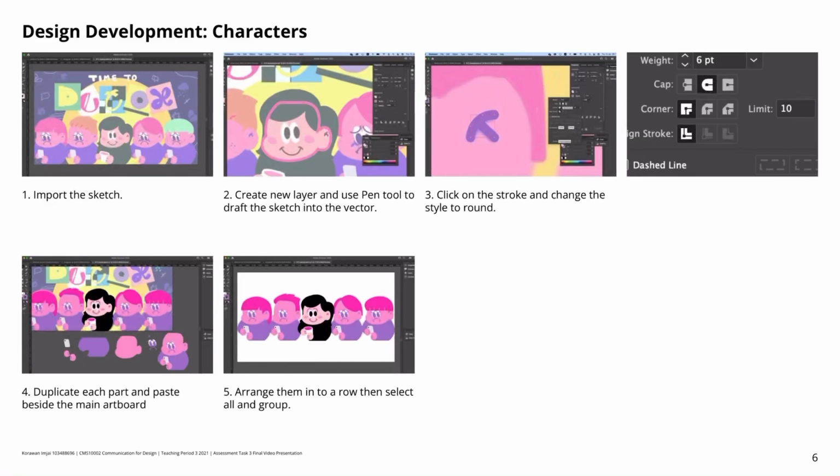While doing that, I duplicate all of the elements and paste them beside the artboard. By doing this, I could create another character by copying the older one because they had the same shape of the body and the difference was only the hair. After finishing all the characters, place them in a row and group them together.